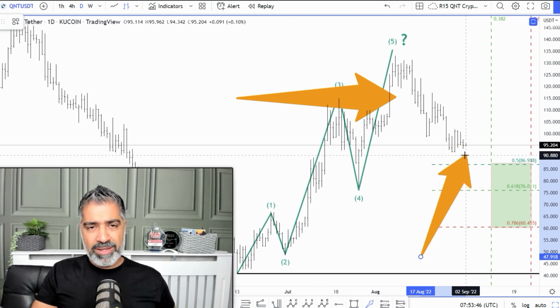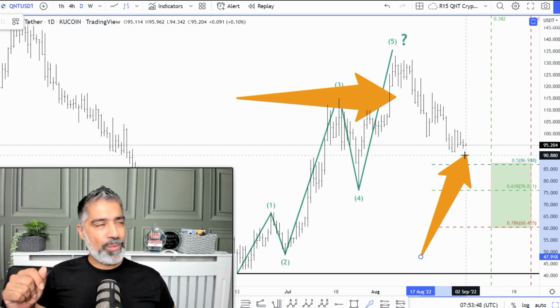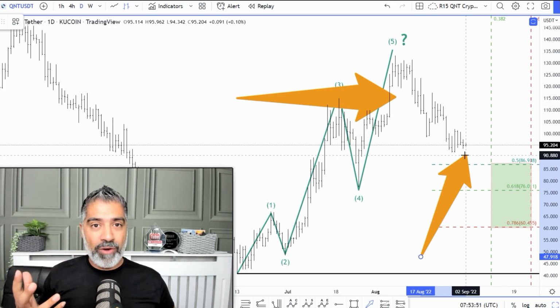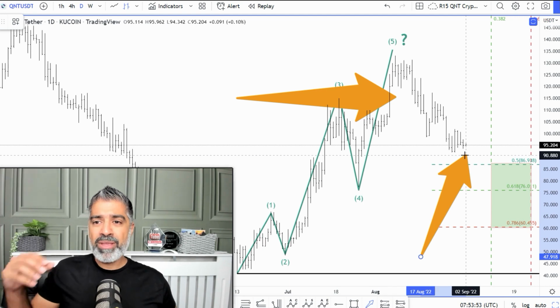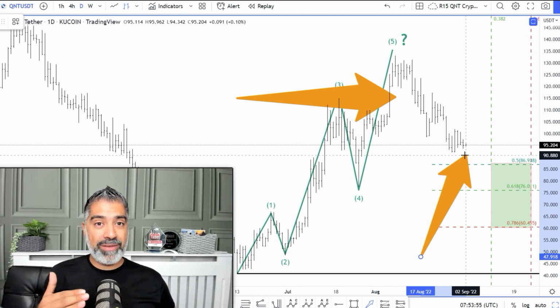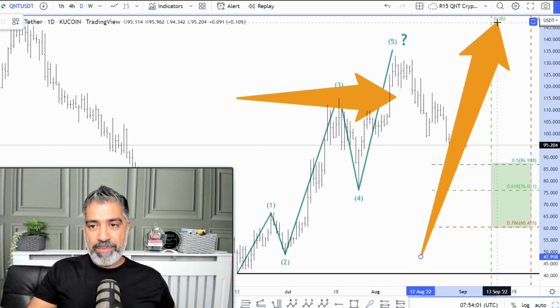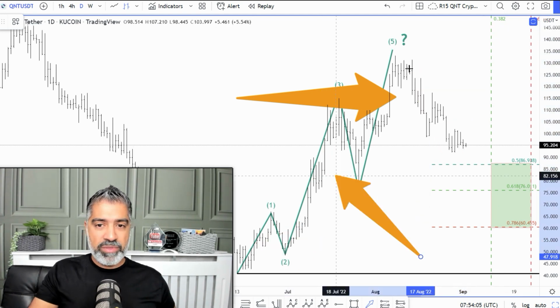There's no holy grail, as one of my mentors used to say. But Fibonacci ratios combined with Elliott wave theory and some other factors is the closest thing to having a crystal ball. Most corrections take 38.2%. That's what this 0.382 represents of the move to the upside.